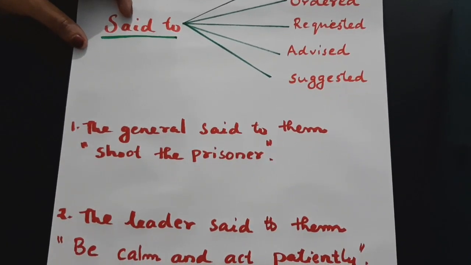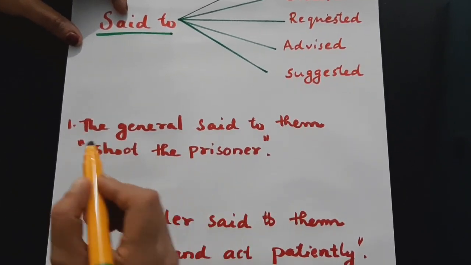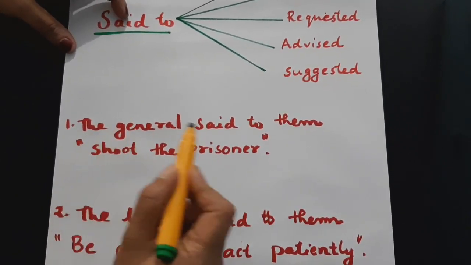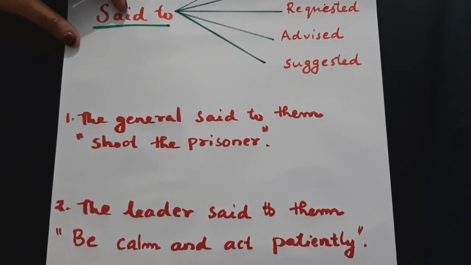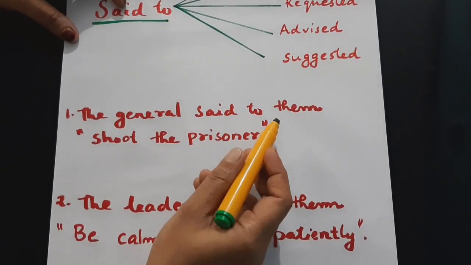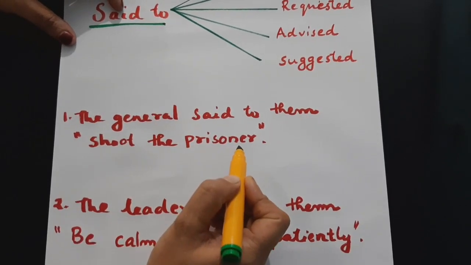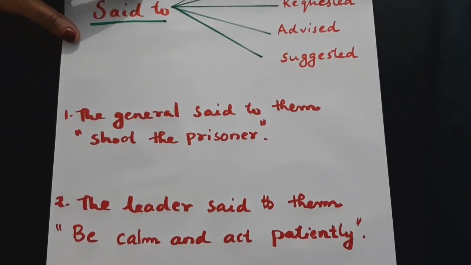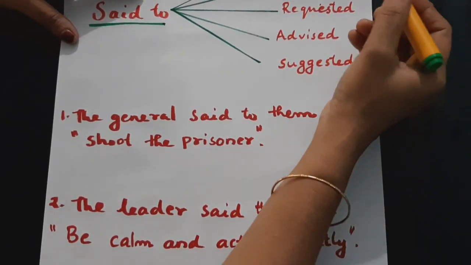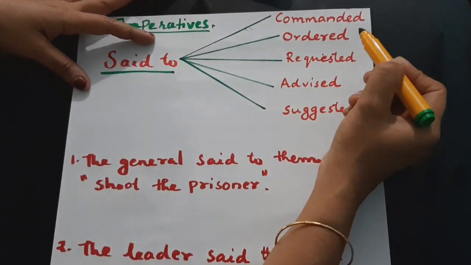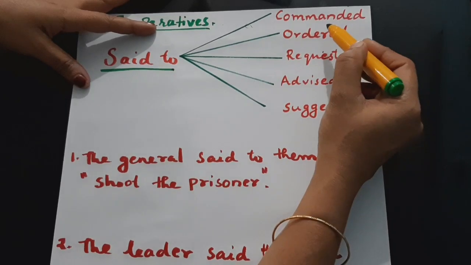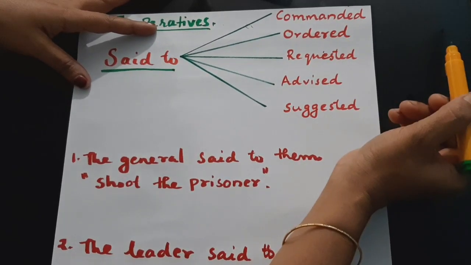Shall we try? Yes. The general said to them, shoot the prisoner. The first sentence for you. The general said to them, shoot the prisoner. Before going to that sentence, let's have a glance at commanded and ordered. Do you know actually what's the difference between command and order?